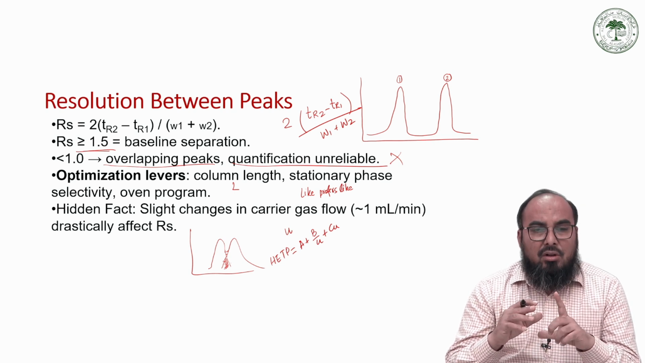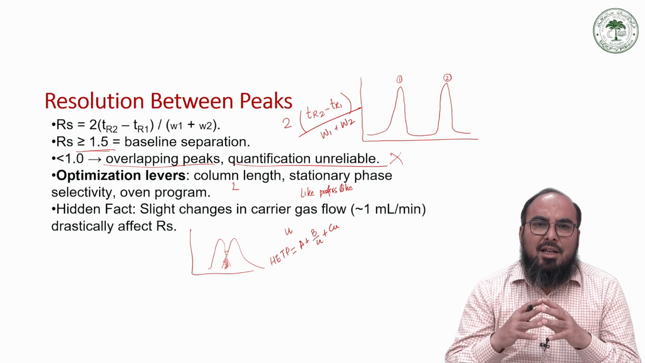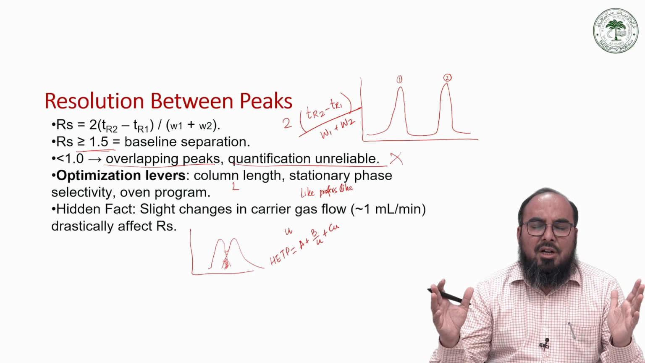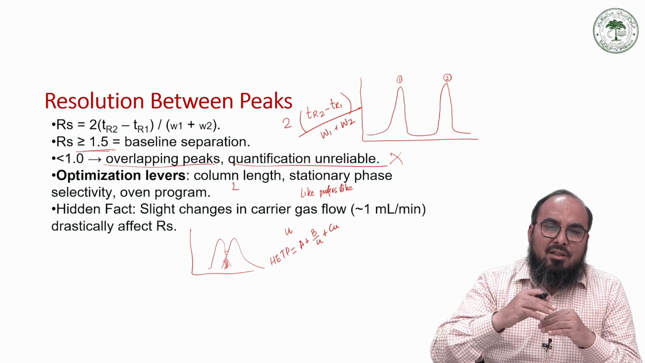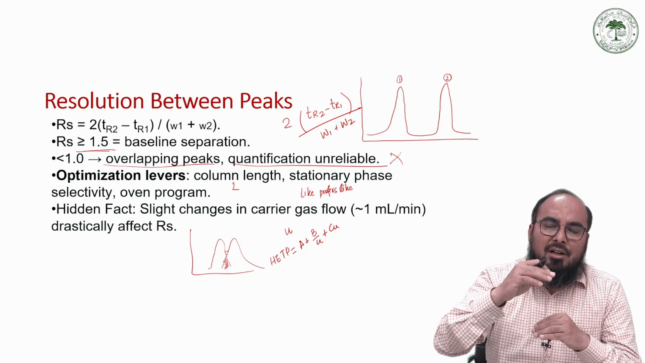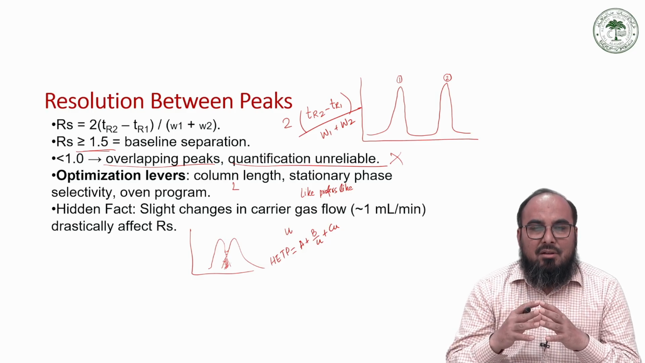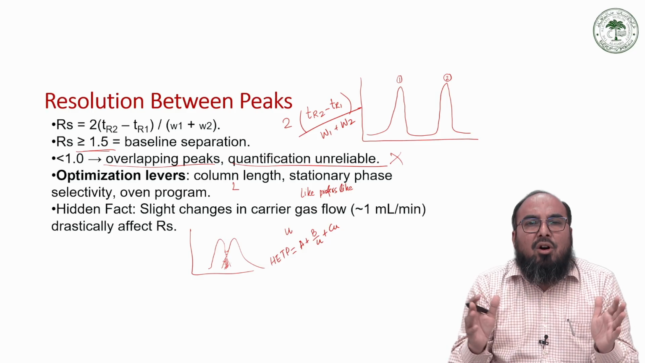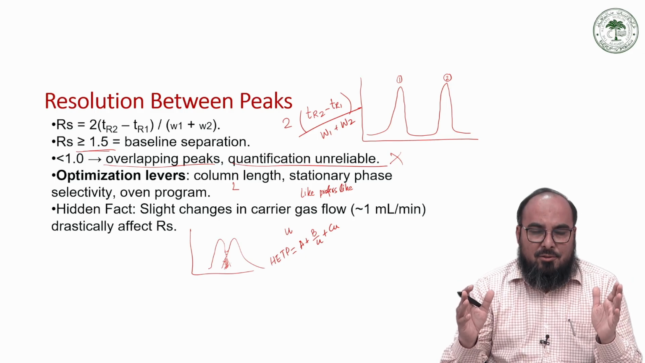Okay. So the column length should be kept as long as possible, provided that the retention time does not increase too much, because the moment you increase the length, the height equivalent to the number of theoretical plates increases, and the number of theoretical plates increases, then resolution increases. But at the same time, the time of run also increases. So you have to keep in mind the time also.